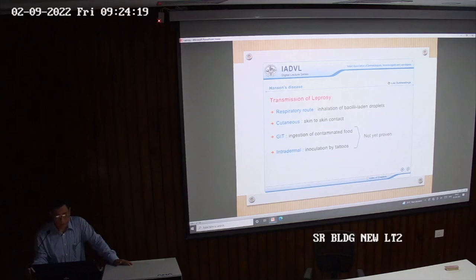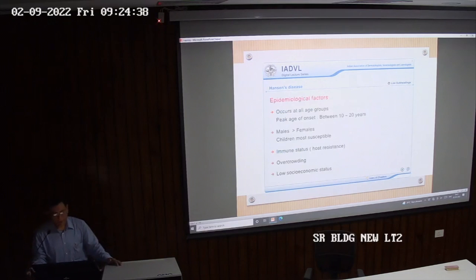Other mode of transmission is cutaneous, that is touch or skin to skin contact. So these two important transmission modes are there. One is through the droplet infections, that is through inhalation, other is skin to skin contact. Other modes that have been documented are GIT spread or intradermal spread, which are not yet proven. Epidemiology includes it occurs in all the age groups and peak ages between 10 to 20 years.